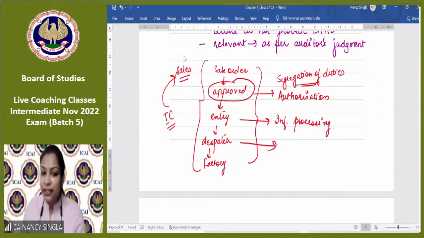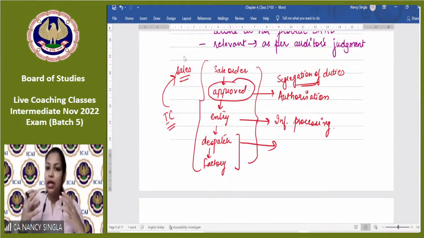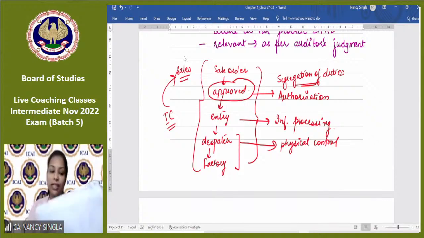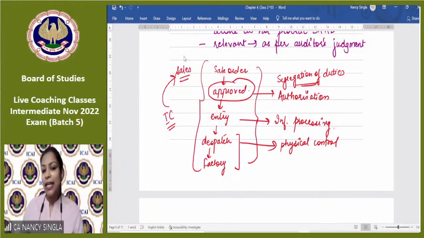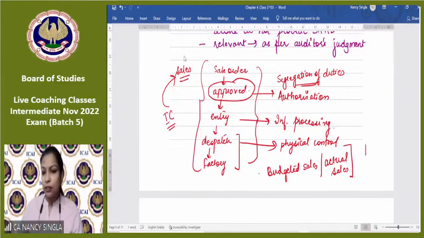Then when at the factory gate, the dispatch has been made, the goods are properly counted, the products are counted, the entries are made, there are CCTV cameras which monitor each and everything. So can I say there are physical control? Okay? And let's say after the sales are made, the budgeted sales are compared with the actual sales by the concerned persona. So can I say this is performance review?